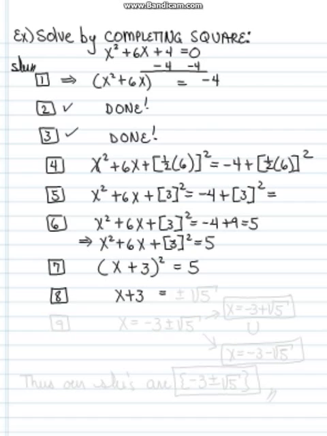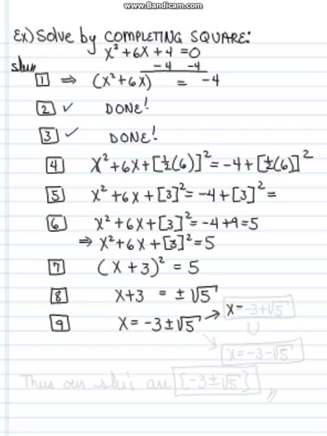Step 8, we are going to take plus or minus the square root of both sides in order to eliminate the square on the left. And we introduced the square root. That's why we have to use both plus and minus. All right, so step 9 is to solve for x. So we're going to subtract 3 from both sides. It gives us negative 3 plus or minus the square root of 5.